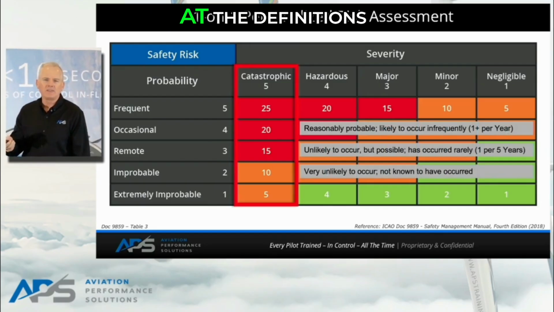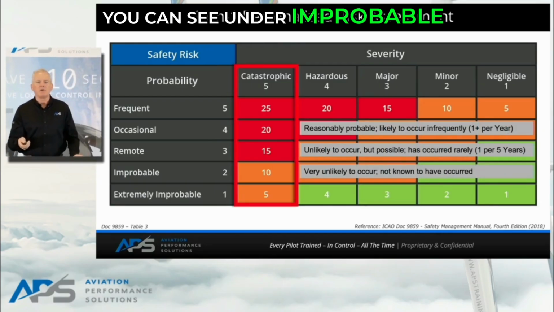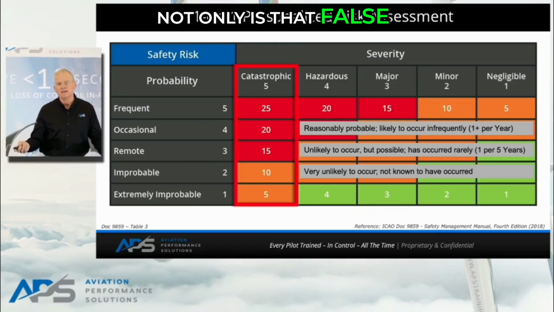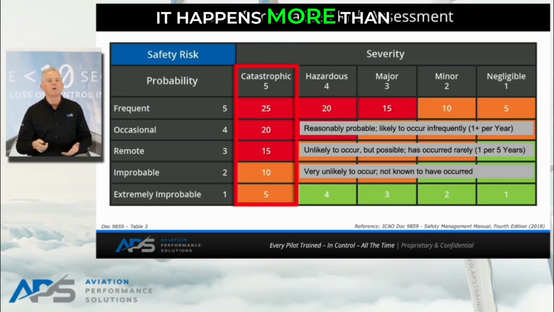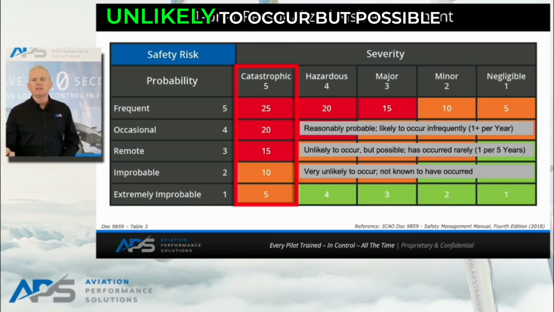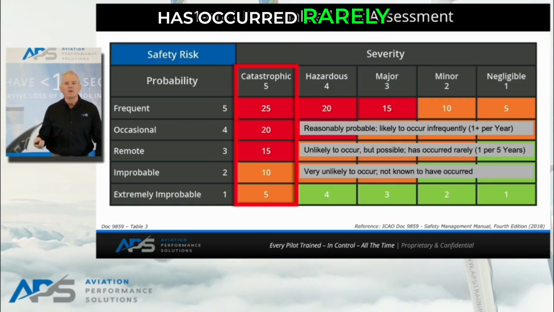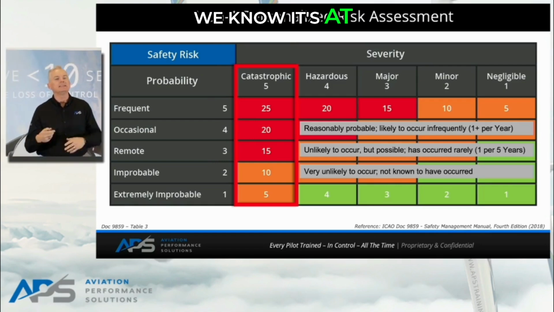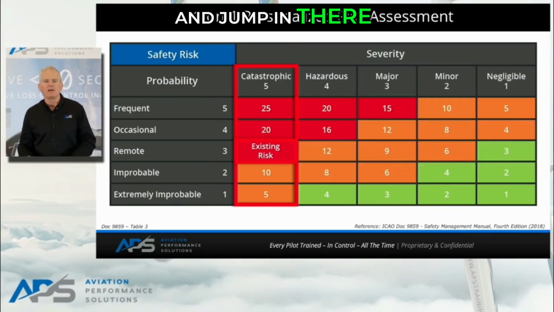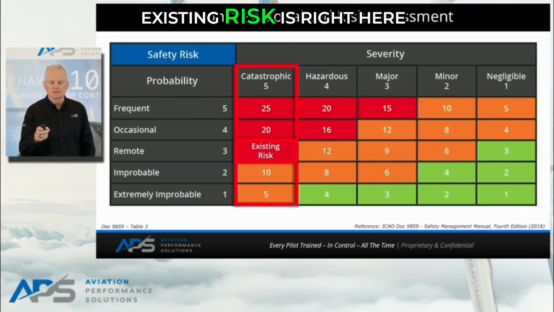When we start looking at the definitions, you can see under improbable, very unlikely to occur, not known to have occurred. Not only is that false, not only has it occurred, it happens more than anything else in the industry. So let's go up to remote, unlikely to occur but possible, has occurred rarely, 1 per 5 years. Well, we know it's at least that. In fact, it's arguably much more. But let's go ahead and jump in there and assume that our existing risk is right here.